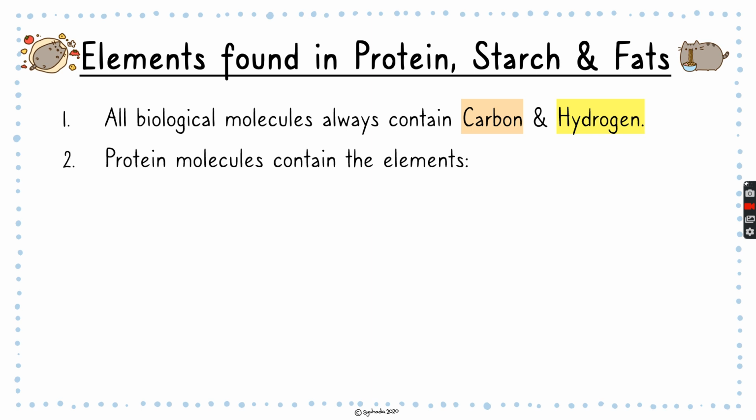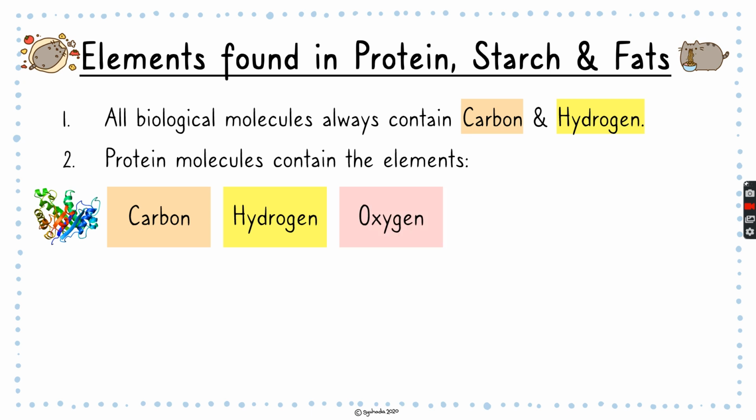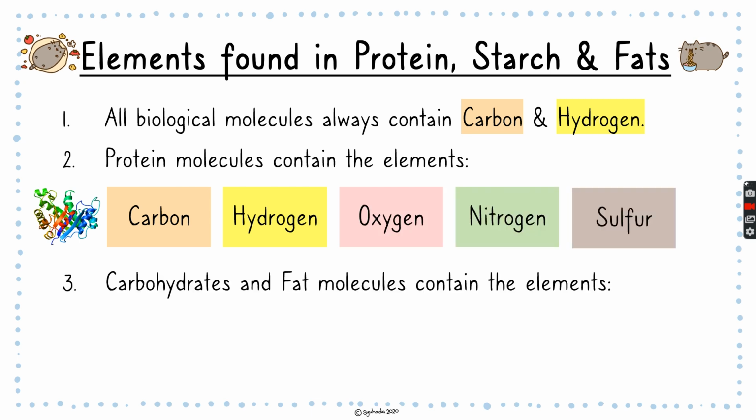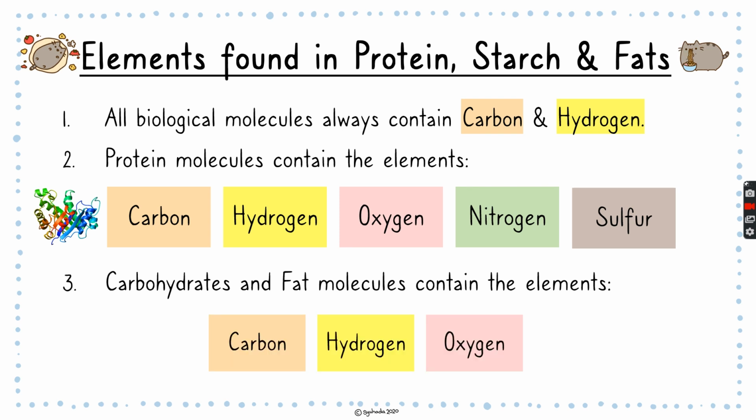Protein molecules, for example, contain the elements carbon, hydrogen, oxygen, nitrogen, and sulfur, whereas carbohydrates and fat molecules contain the elements carbon, hydrogen, and oxygen. You can see that protein, carbohydrate, and fat, they all contain carbon and hydrogen elements.